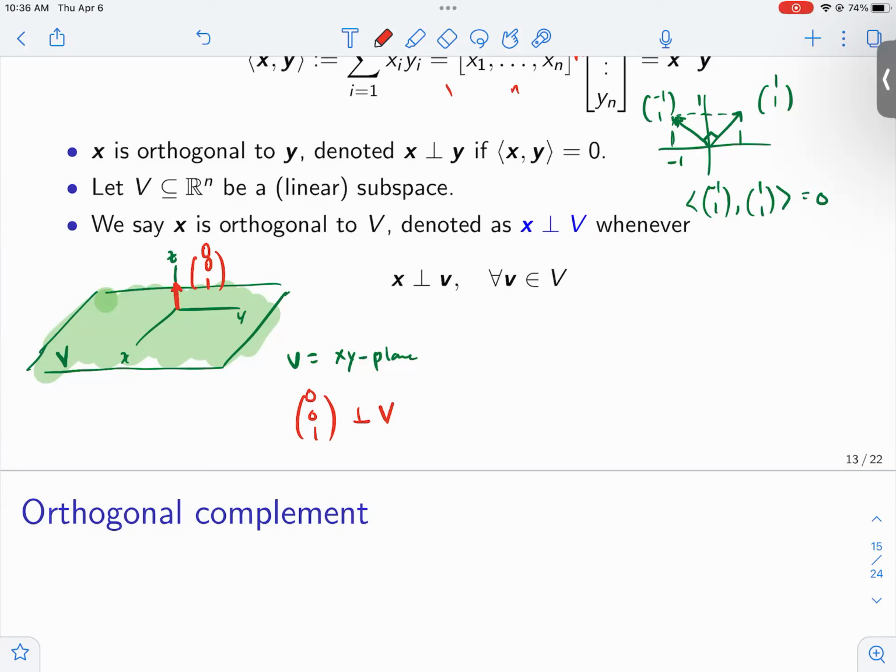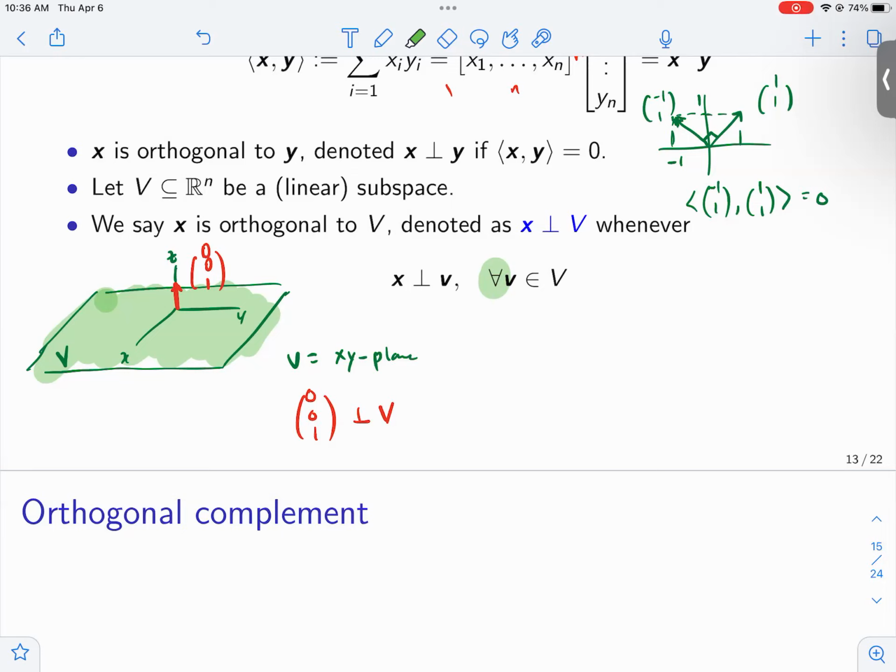Yes. What's that notation symbol next? So you have X perp V and then you have that. Oh, this. You're talking about that? What is that? Does anyone know what that is? Okay. Say it loud. Yes. For all v belongs to V.